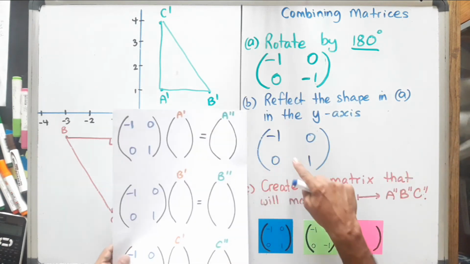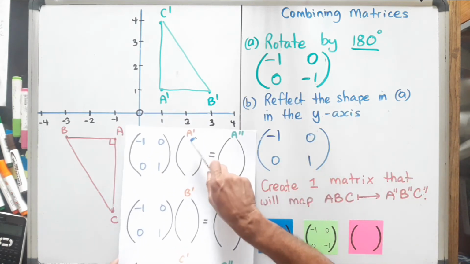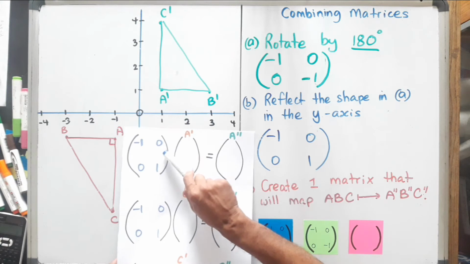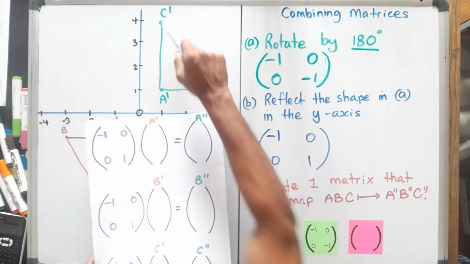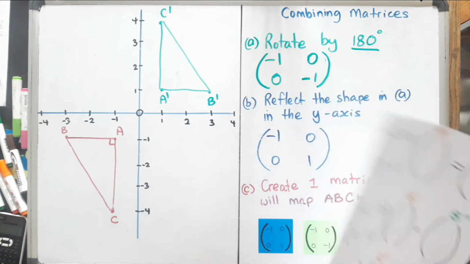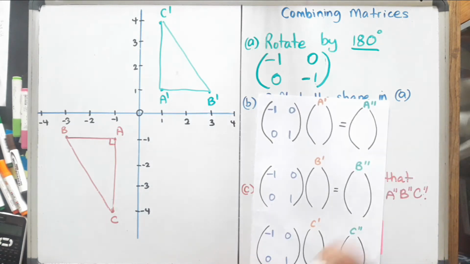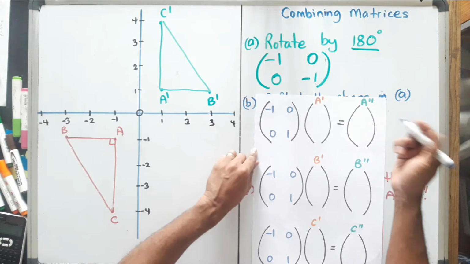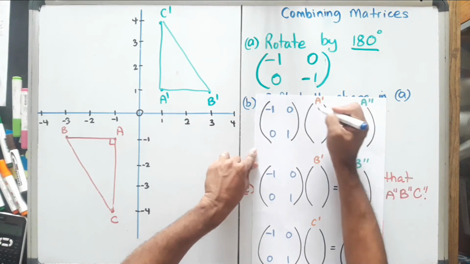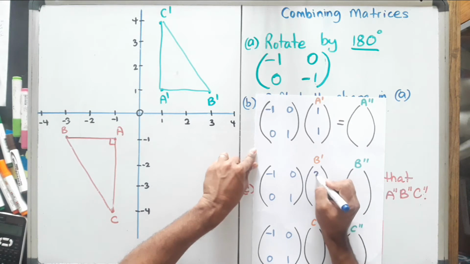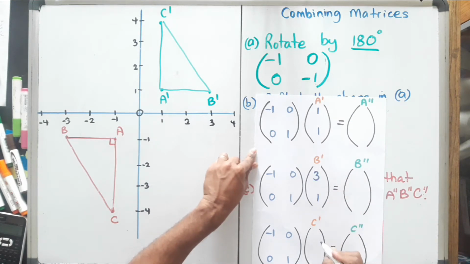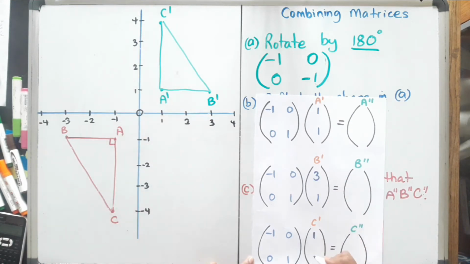That's this matrix there. I'm going to multiply by this one by A dash, by B dash, and by C dash. So let's get started here. I keep saying A dash, but I already know it's A prime. That's a habit I have in class. A dash is 1, 1, B dash is 3, 1, and C dash is 1, 4.